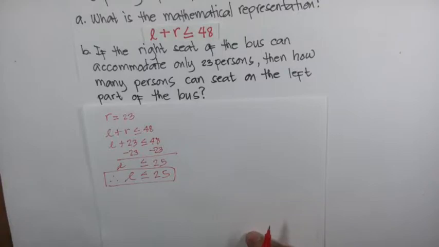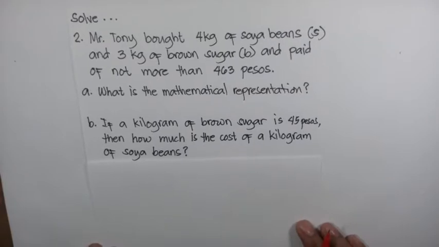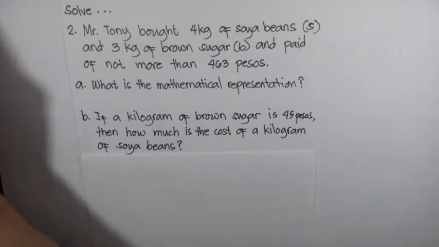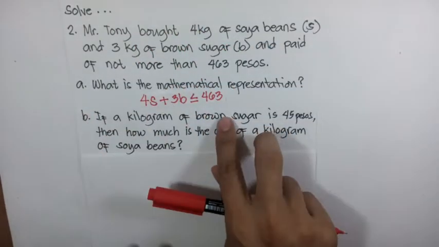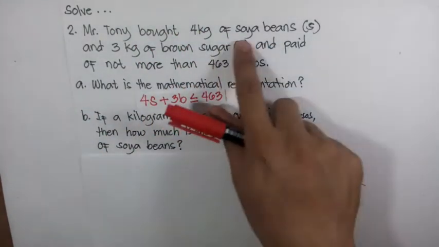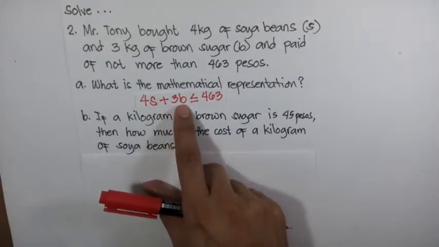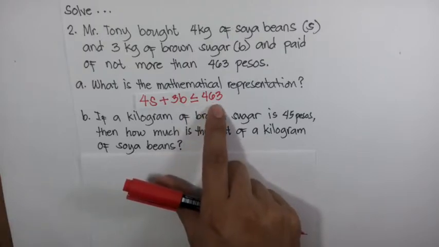Okay, now let's go on to our second example. Here, Mr. Tony bought 4 kilograms of soybeans S and 3 kilograms of brown sugar B and paid not more than 463 pesos. To translate that, the mathematical representation is: 4 kilograms of soybeans, 4S, plus 3 kilograms of brown sugar, 3B, and paid not more than, so since it's not more than, it's less than or equal to 463 pesos.